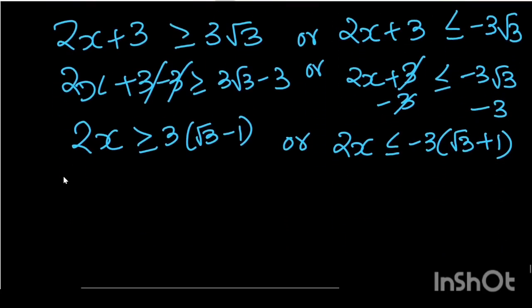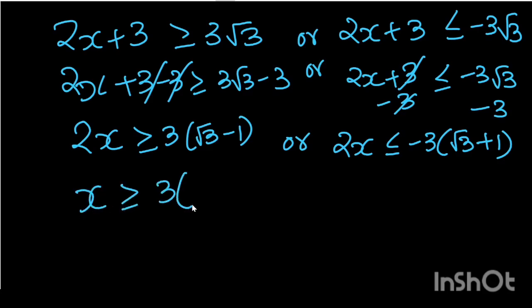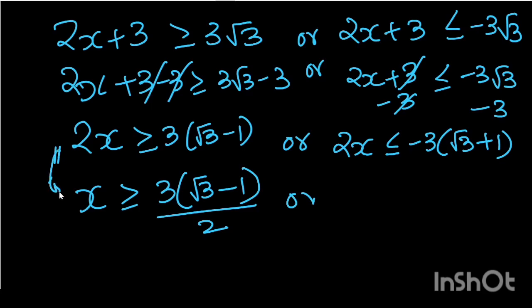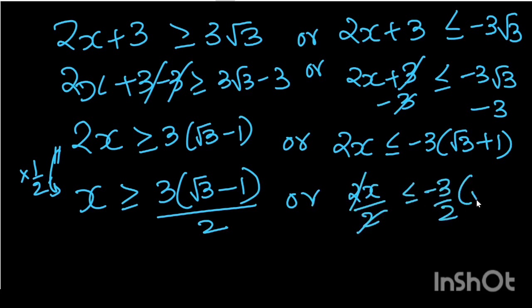So now we will multiply by half. So x greater than or equal to 3 root 3 minus 1 by 2. Here also we will multiply by half, guys. So this becomes 2x by 2, which is x, less than or equal to minus 3 by 2 root 3 plus 1, guys.